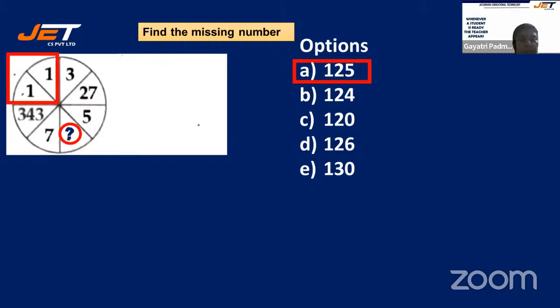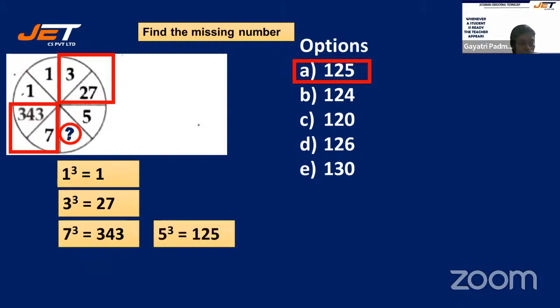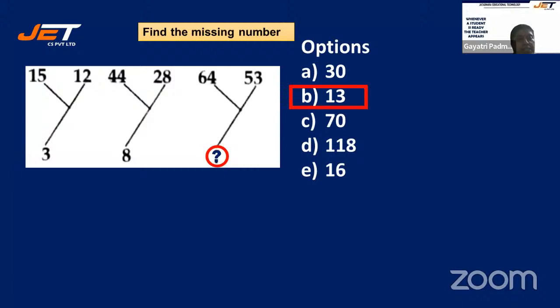Your answer is 125, option A. How? Here you have 1 cube is 1. Similarly, 3 cube is 27. Similarly, 7 cube is 343. 5 cube should be 125. That is how they have arrived at option A as 125. All right. See the next question.